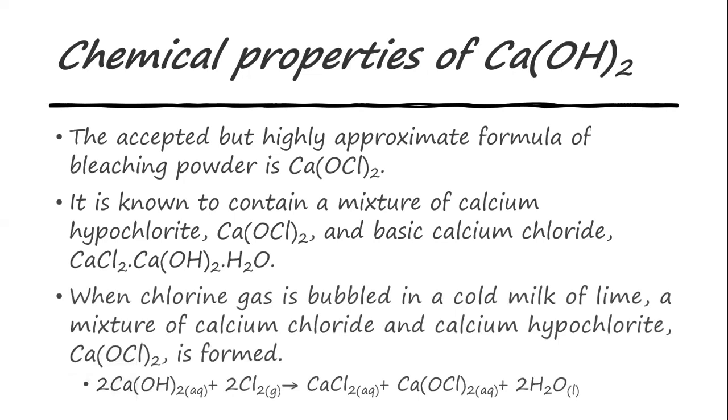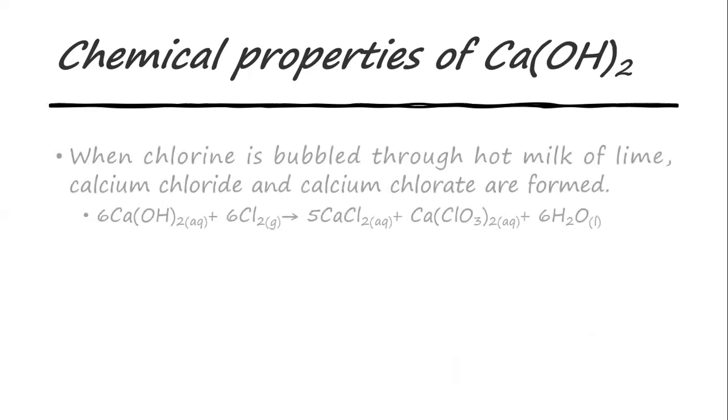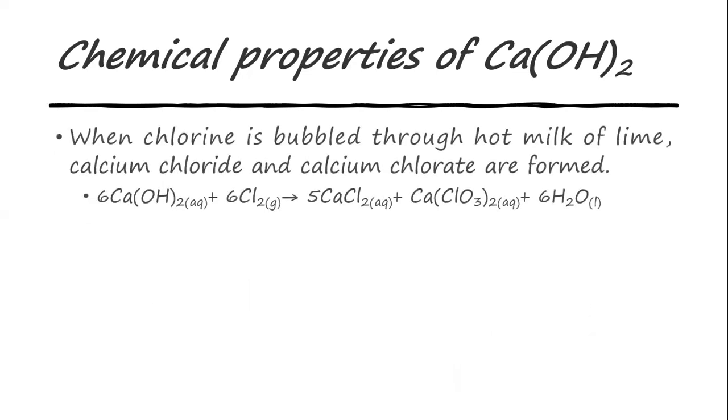Now, when chlorine gas is bubbled into cold milk of lime, a mixture of calcium chloride and calcium hypochlorite is formed. As you can see in the reaction, calcium hydroxide reacts with chlorine gas to give calcium chloride plus calcium hypochlorite plus water. Now, when chlorine is bubbled through hot milk of lime, calcium chloride and calcium chlorate are formed. Calcium hydroxide plus chlorine leads to calcium chloride plus calcium chlorate plus water.